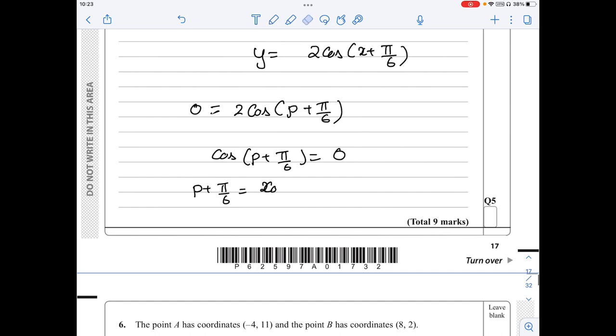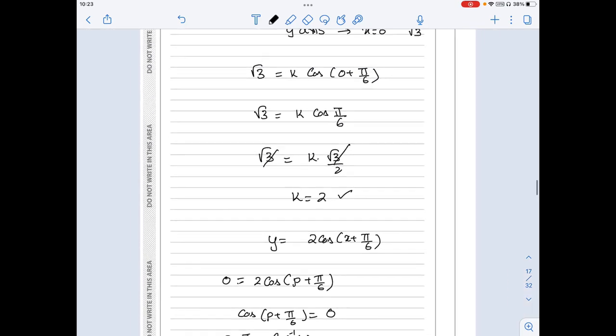Cos inverse of 0, let me write over here in step 5. Let me create space on this page.